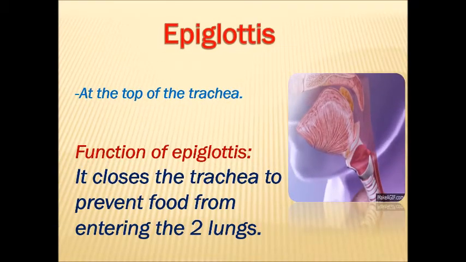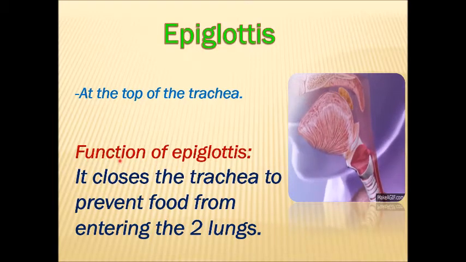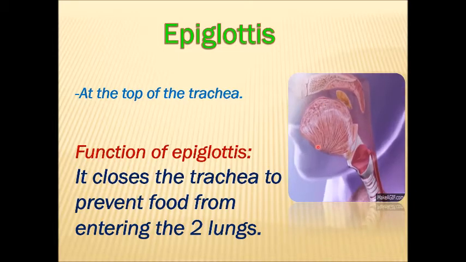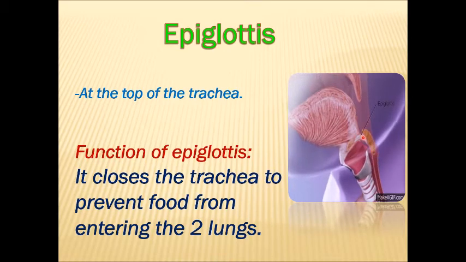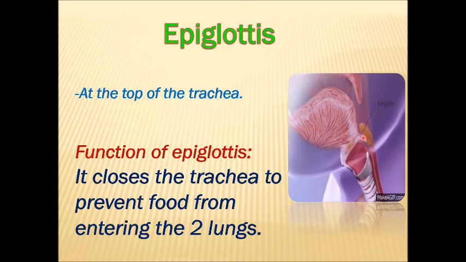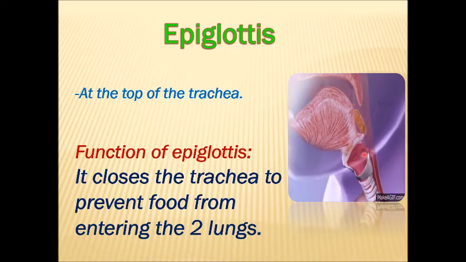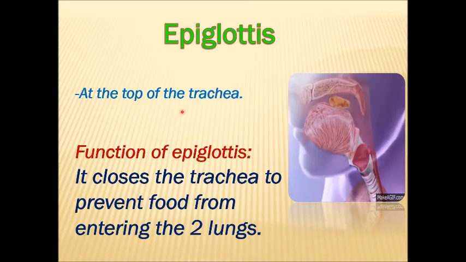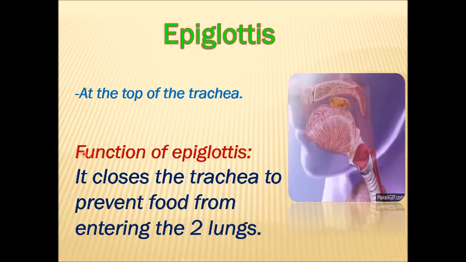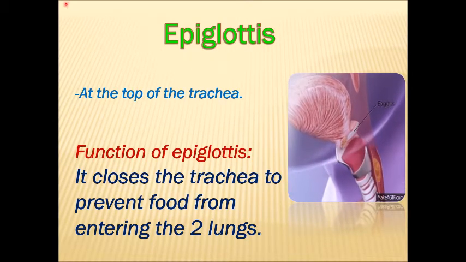We have two organs at the top of the trachea. One of them is called larynx, the voice box, as we said before. The second organ is called the epiglottis. Can you see this white part that closes the trachea during swallowing? So it lets the food go through the esophagus, not through the trachea. This organ is called the epiglottis. So it's found at the top of the trachea. The function of the epiglottis is to close the trachea to prevent the food from entering the two lungs.